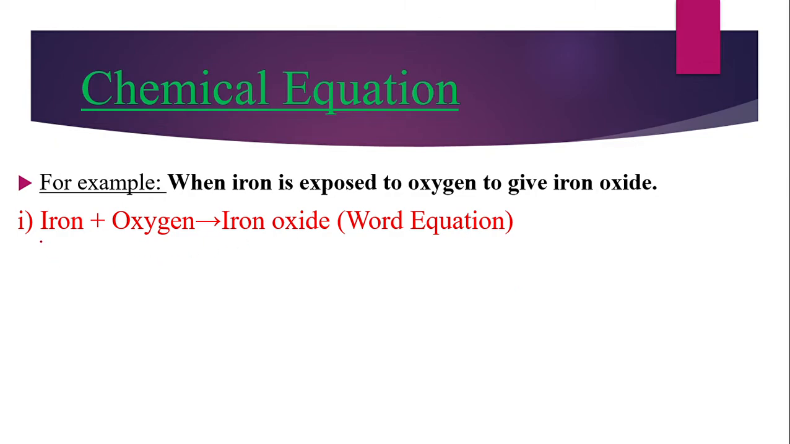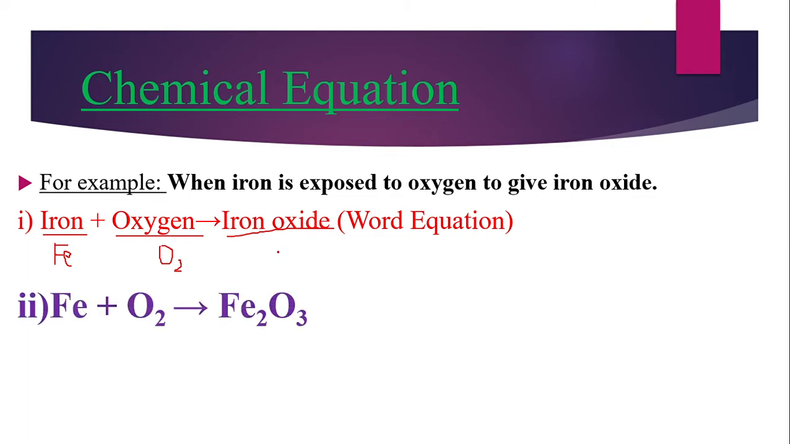Students, you remember in the ninth class you have learnt what the symbol for iron is, that is Fe. And we know that for oxygen we have O2. But what about iron oxide? Do we have any symbol for iron oxide? Yes, we have the symbol for iron oxide.